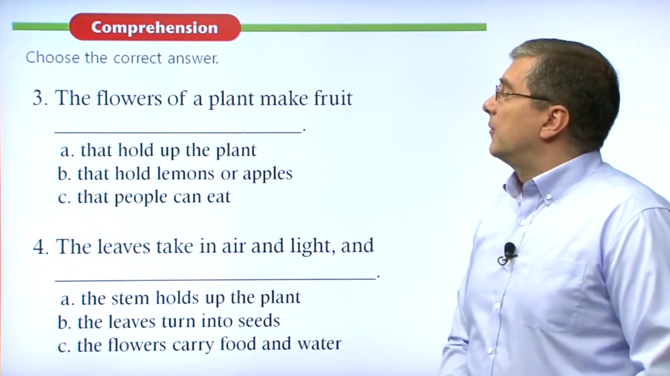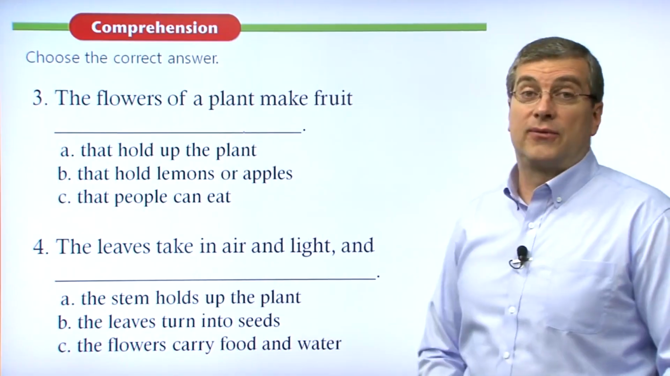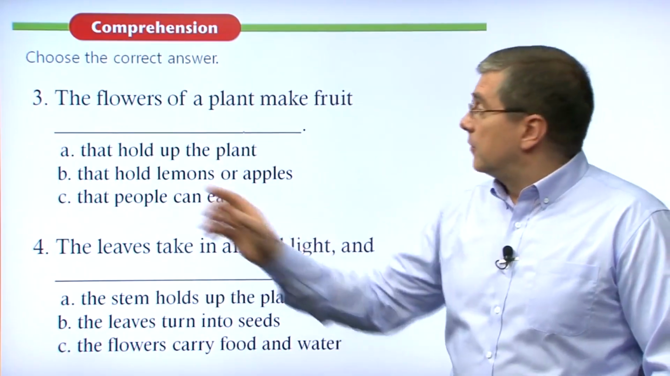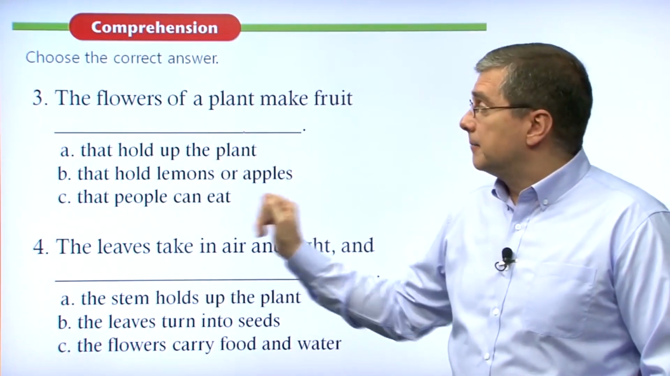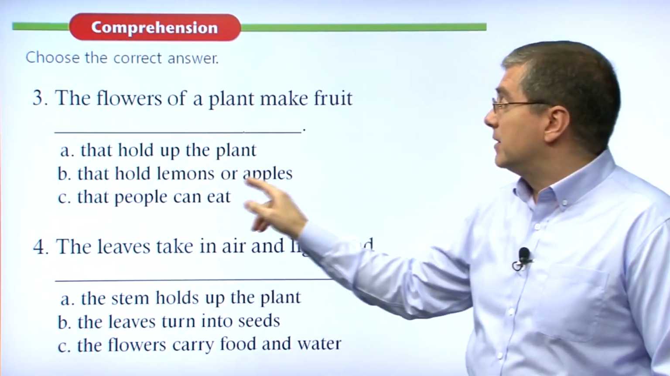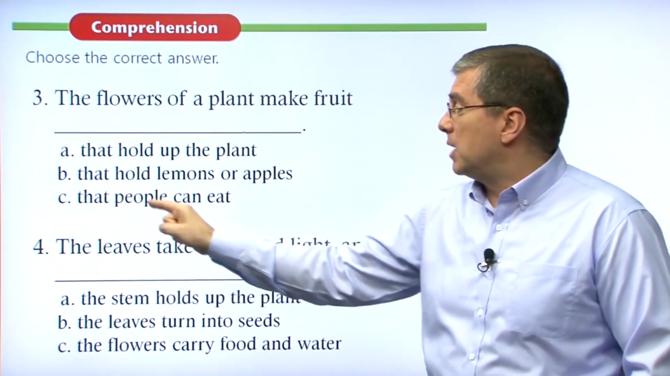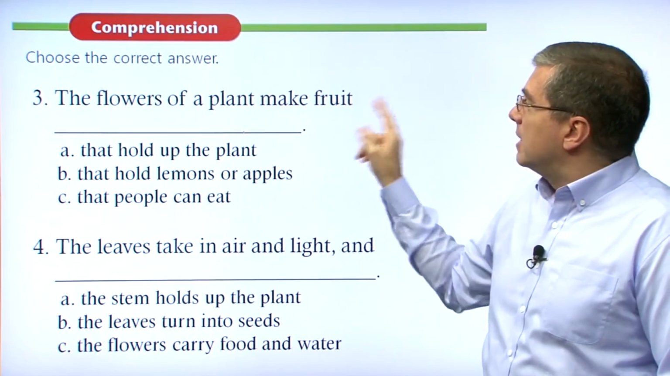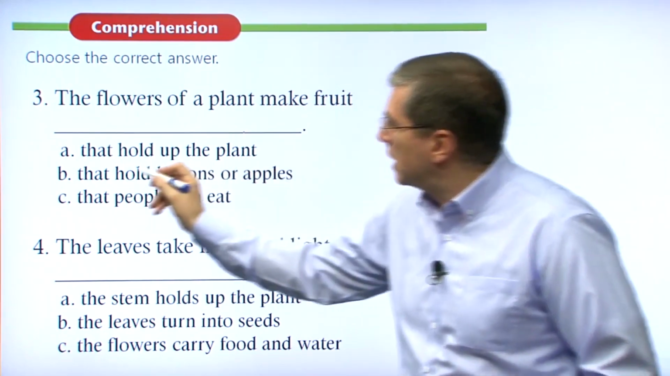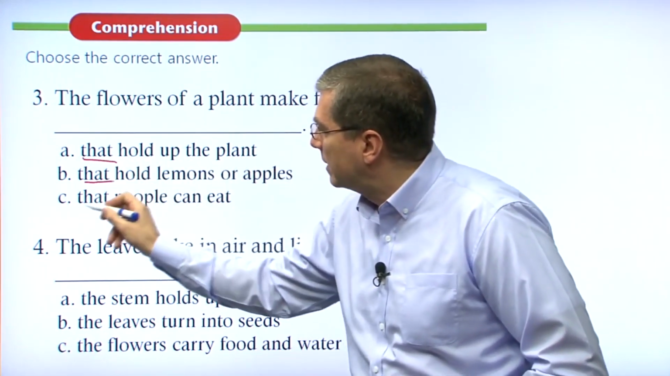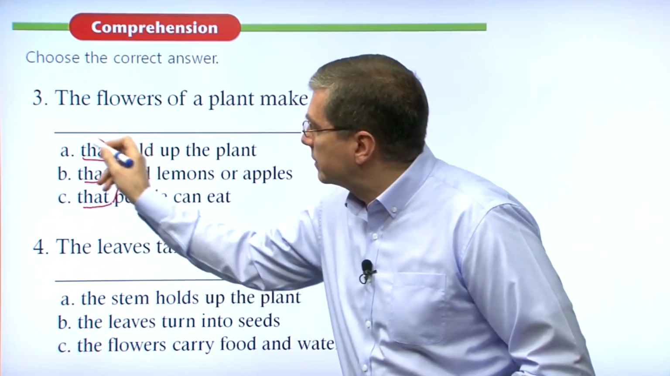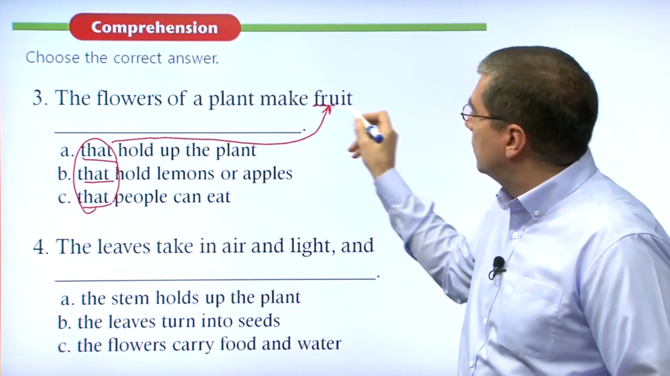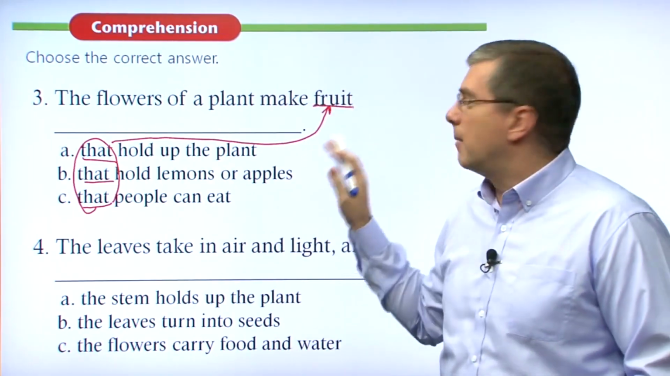Number 3, the flowers of a plant make fruit. What does the fruit do? Does the fruit hold up the plant, A, or B, hold lemons or apples, or C, that people can eat? So the flowers of a plant make fruit. This question is about what the fruit does. All of these are referring back to the fruit. What is true about the fruit?